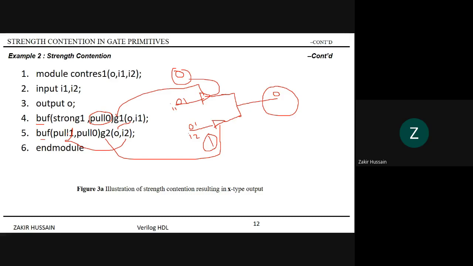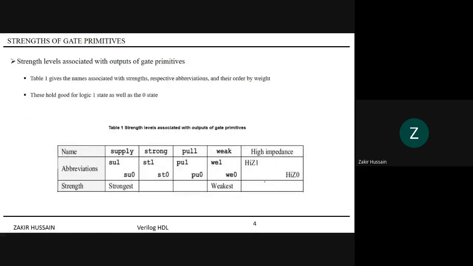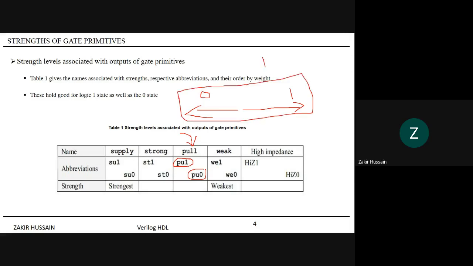Based on the strength. Let us see the strength here. One gate is full 0, the other gate is full 1. Meaning, they are at the same strength level. One is going the other way, the opposite direction. Strength level is the same. Strength level is a pull only. There is no higher priority, there is no lower priority among these two. They are at the same priority level.